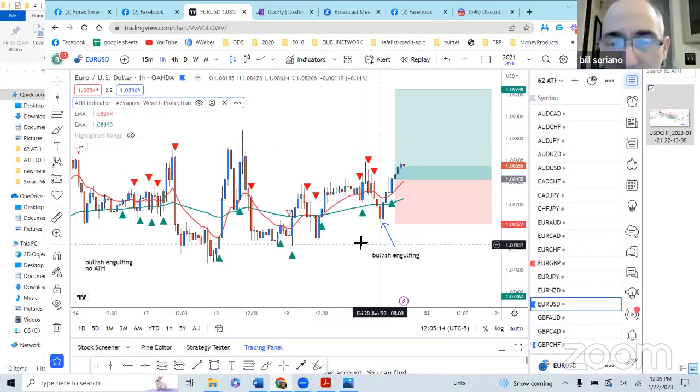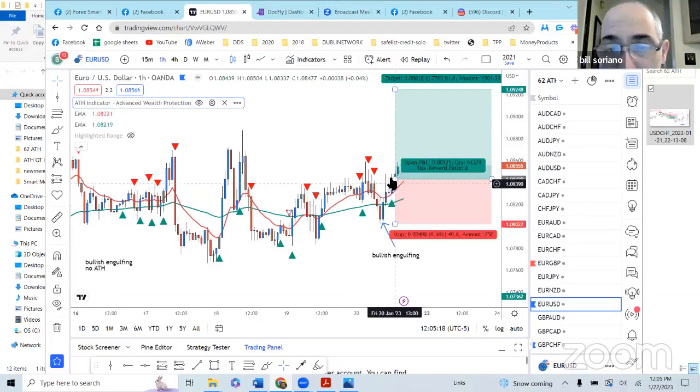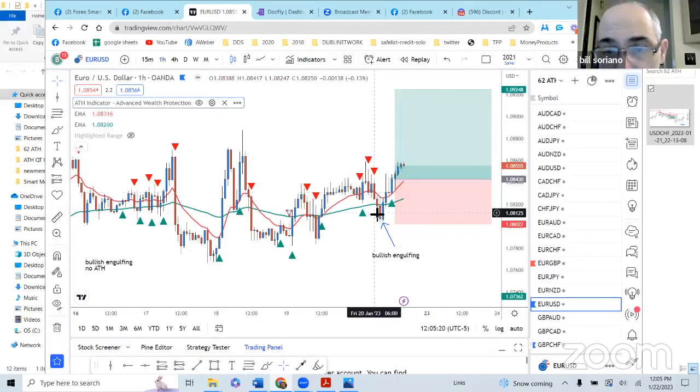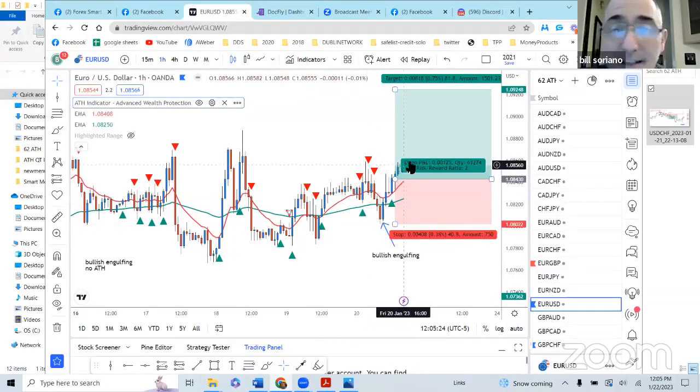Anyway, we get a bullish indicator right here, and then we wait for the ATH to come out right there. Okay, so we have two confirmations. We have both confirmations that it is safe to take this trade.